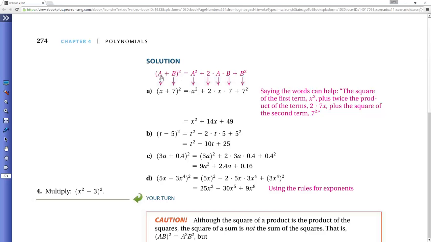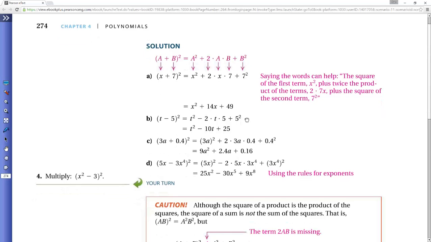They say, hey, I got a plus b squared. I got that pattern, right? This is a perfect square trinomial. It comes out as the first term squared, plus 2 times the 2 terms multiplied, which would be 2 times x times 7, and the last term squared, which is 7 squared.